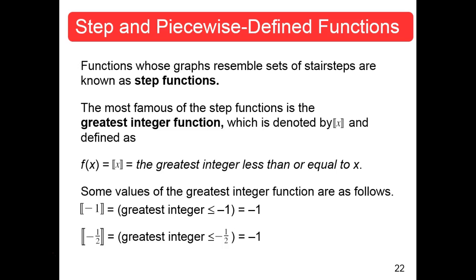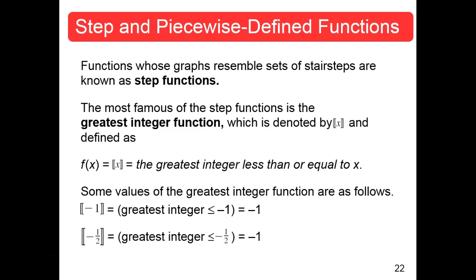The most famous of these step functions is the greatest integer function, which has a sort of unusual function notation. It's a double bar, almost like absolute value, but it has nothing to do with absolute value, a double bar around the variable or around the expression. And here's how that is defined. F of x is the greatest integer less than or equal to x. F of x is the greatest integer function. That's what the symbol stands for. The greatest integer less than or equal to whatever's inside the grouping symbol there.